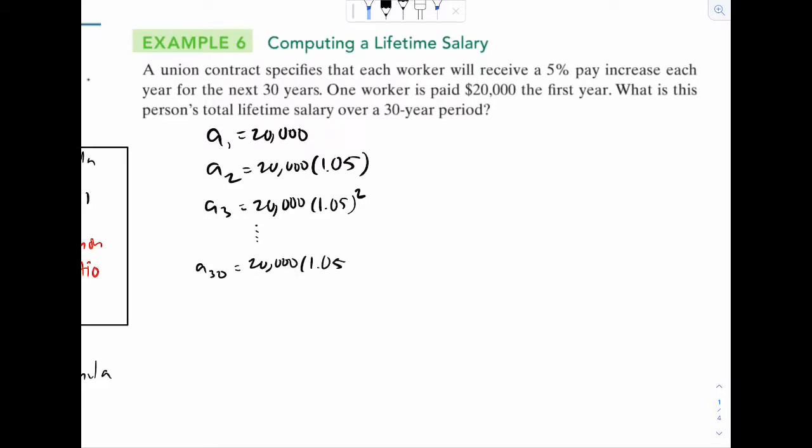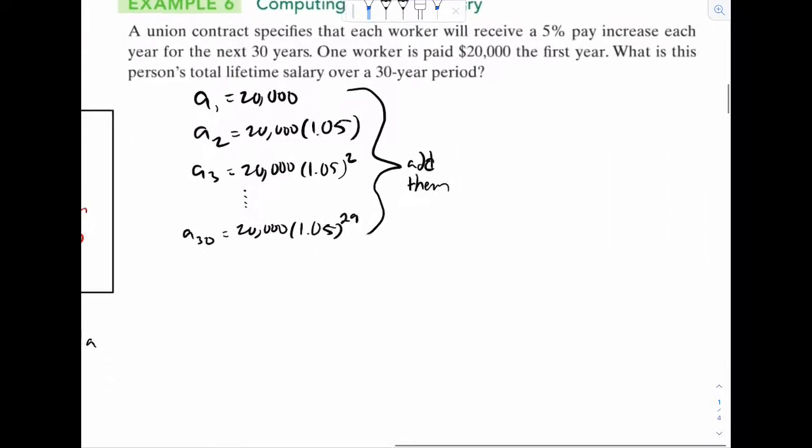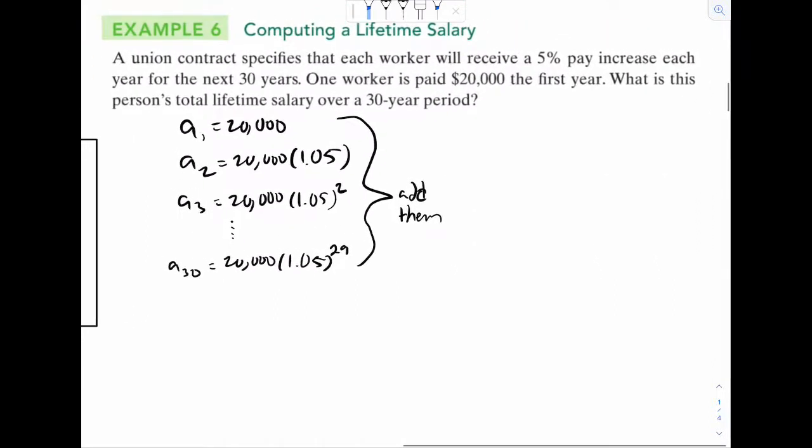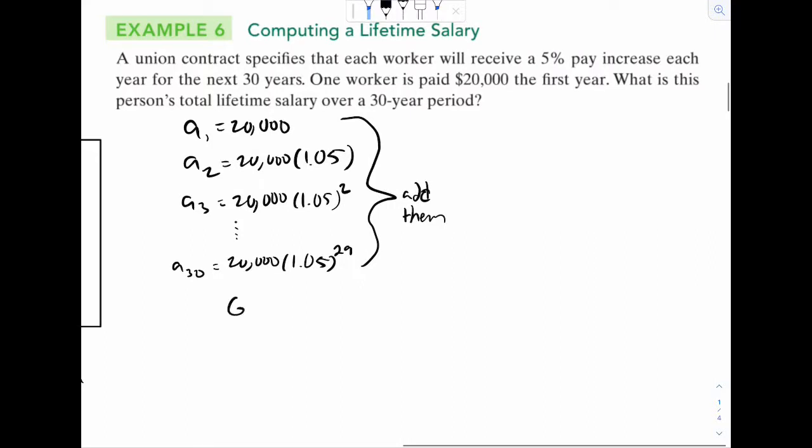And at this point, this person has received a whole bunch of raises. So this should be to the 29th power. And the question would be to take all these things and add them. So clearly we could do this if I just want to plug in all these things individually, but that would take forever. So instead, what we want to use is the sum formula. Now, I could just show you the formula, but I'm going to derive it for you here. So I'm going to write geometric sum formula proof, and then we'll use it after this.